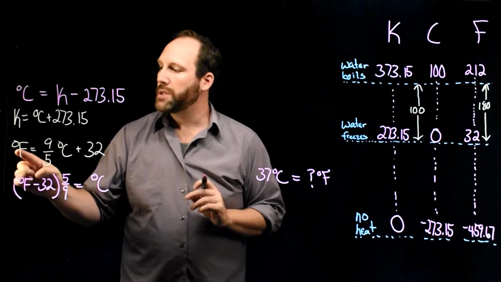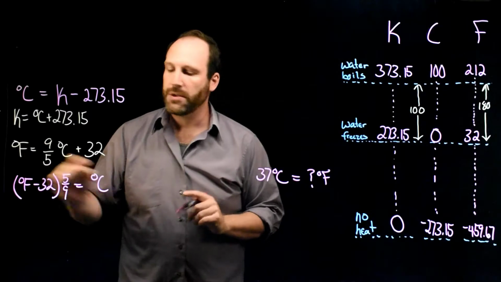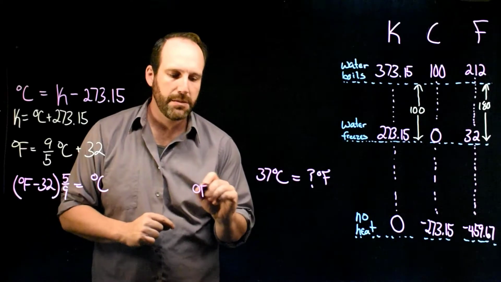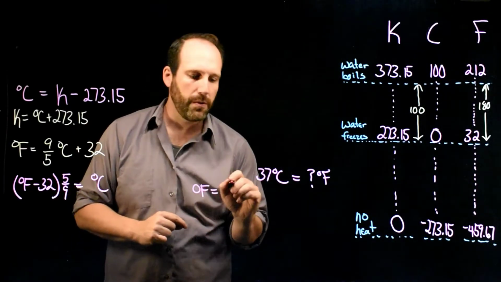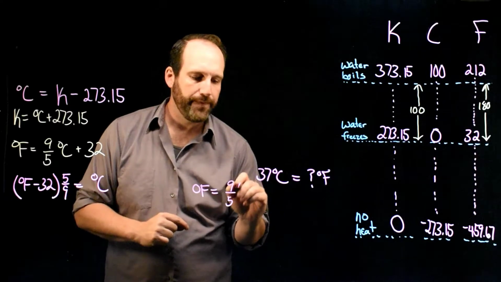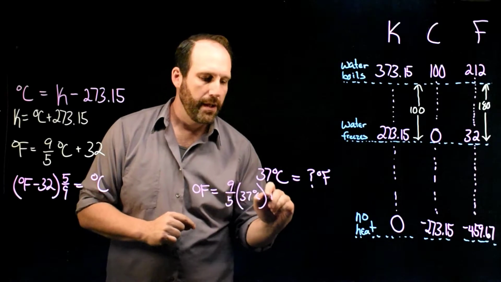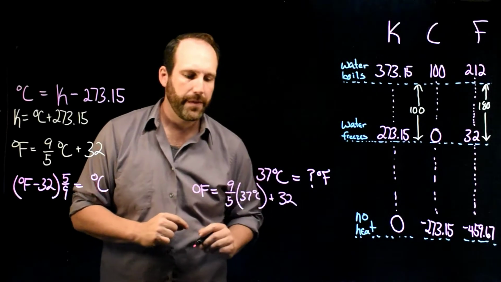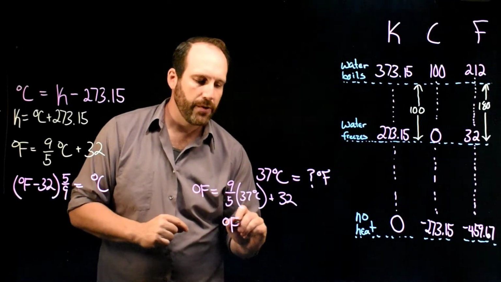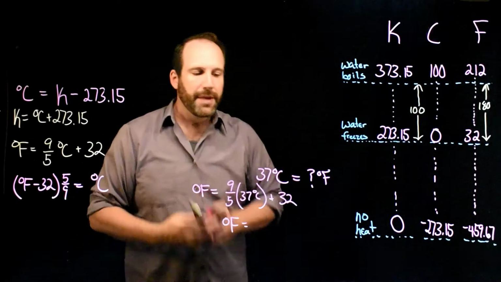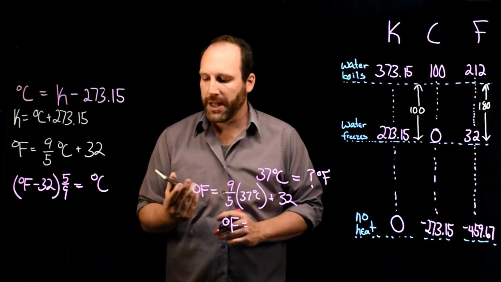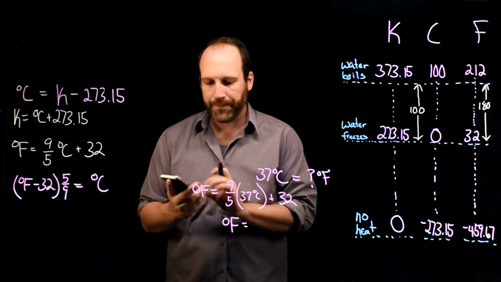So we want to use this equation here, right? So we want to say, okay, well, degrees Fahrenheit is going to be equal to 9/5 times 37 plus 32. Okay, so what is that going to be equal to? Well, can't quite do that one in my head. So let's pull up our calculator.